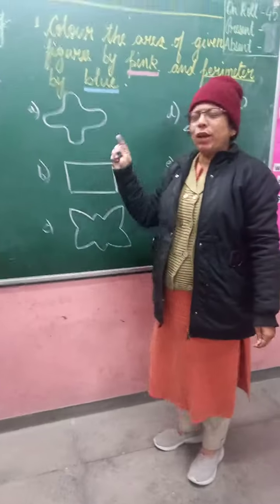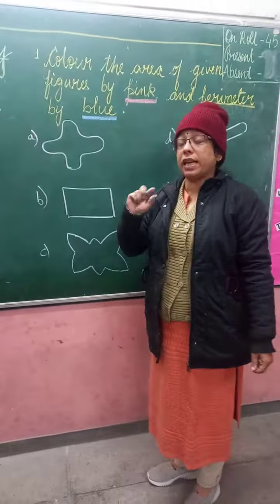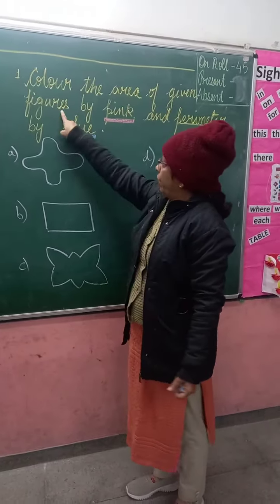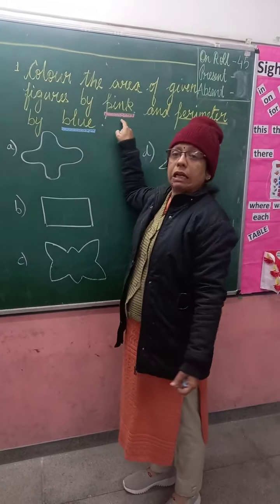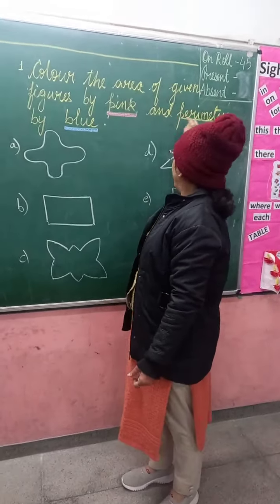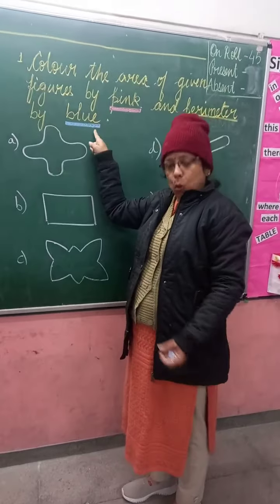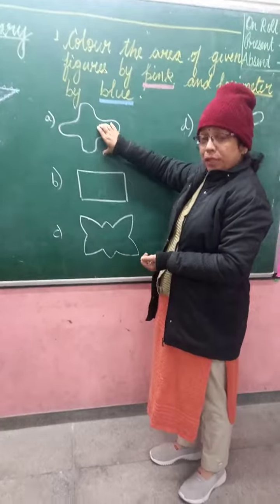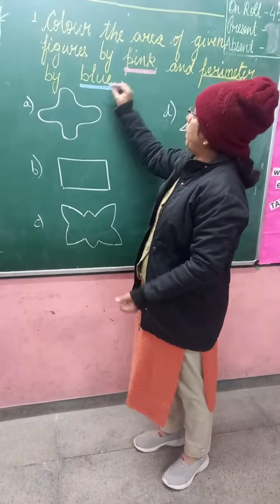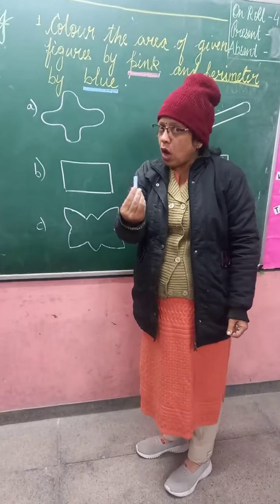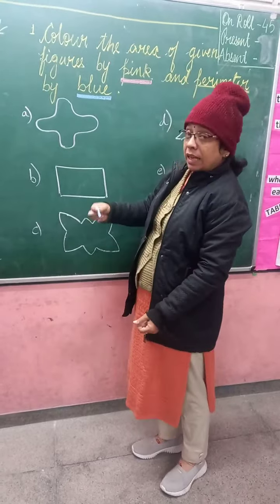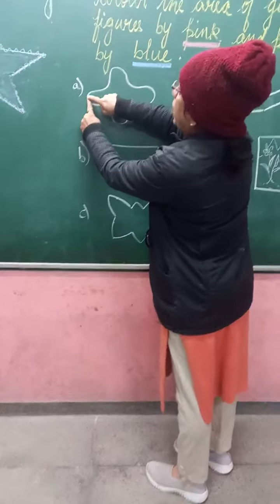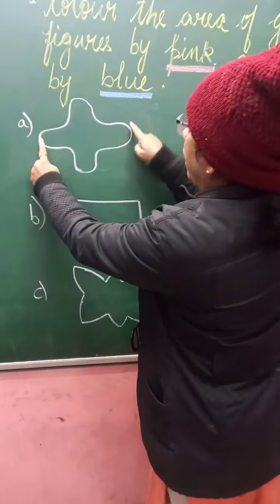Now coming to the very small, interesting question that I have given. Color the area of given figures by pink color and perimeter by blue color. Like in the first figure, perimeter should be by blue color. So I have a blue chalk. And we know perimeter is the boundary. Where is the boundary? Here. From here we are starting this. It is the boundary.